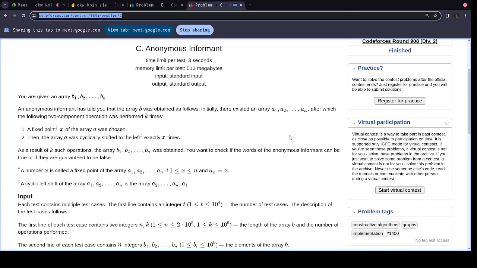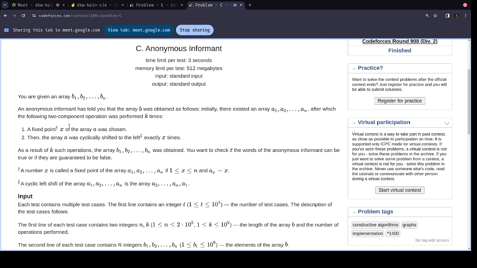Okay, I'll read it to you actually. The problem says you're given an array B, and an anonymous informant has told you that B was obtained as follows. Initially there existed a different array, after which the following two-component operation was performed k times. These two operations are part of the same operation. Given an array A, a fixed point x was chosen in the array, and then array A was cyclically shifted left exactly x times.